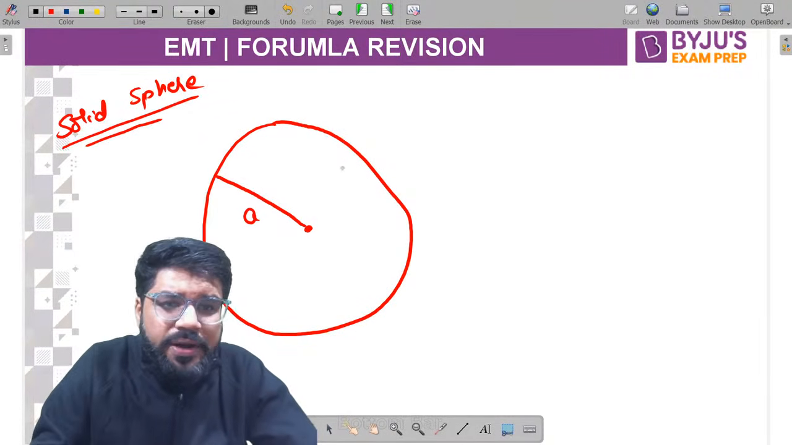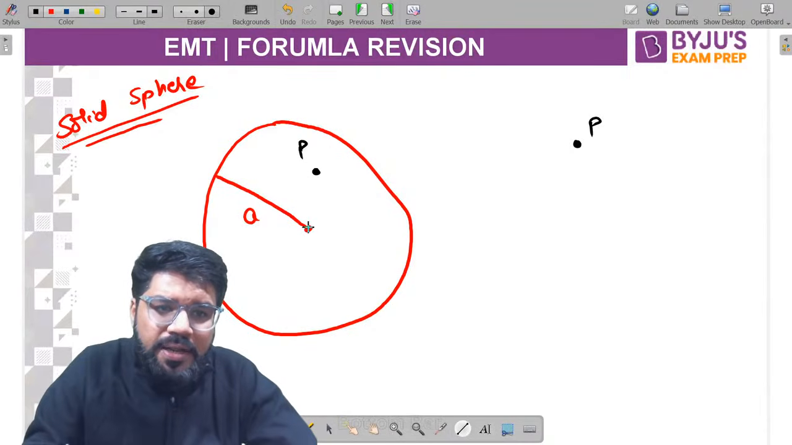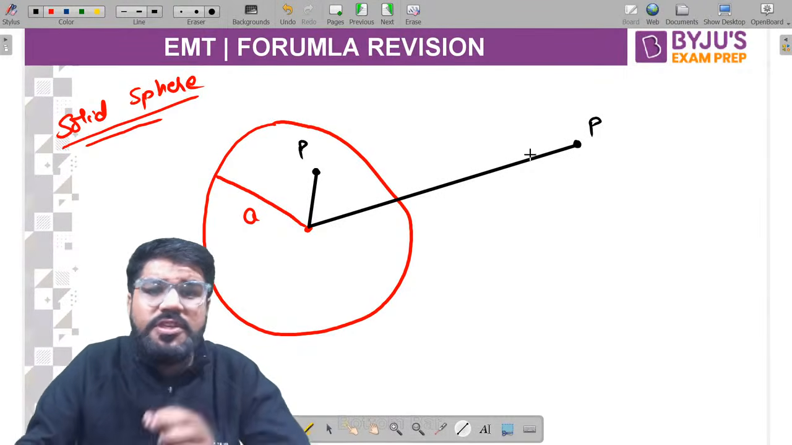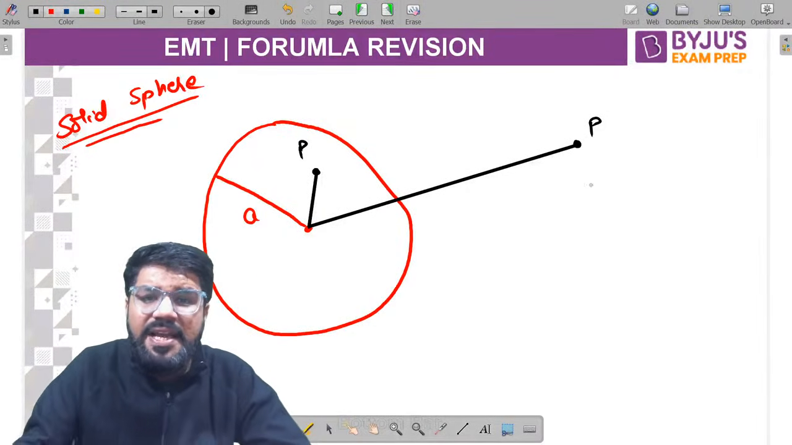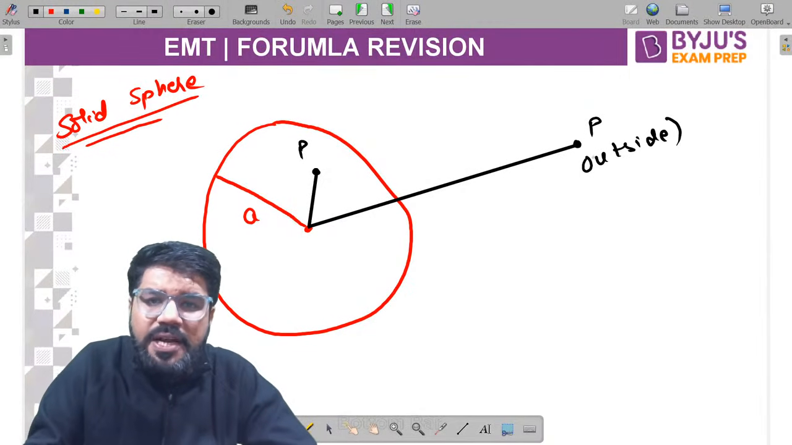Now, suppose there is a point P which may be inside, or a point P which can be outside the sphere. What is the electric field at a point inside or at a point outside the sphere? Very simply, guys, first of all remember the electric field inside the sphere and the electric field outside the sphere. Let me give you the electric field outside the sphere.